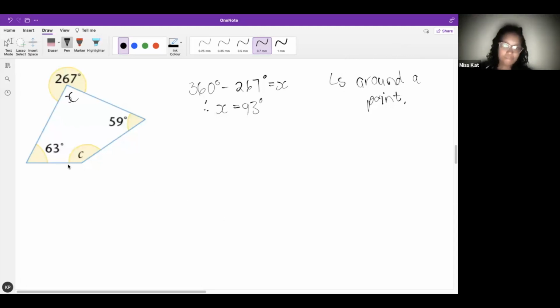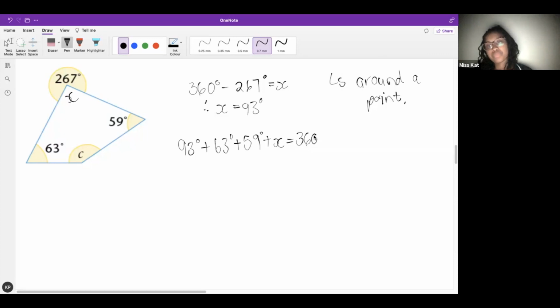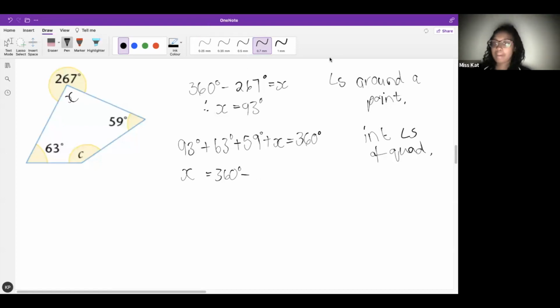Ma'am, so with C, would we not add 63 and 59 together to get C? Okay, so we can say the 93 that we just found plus the 63 plus the 59 plus the C, they have to add up to what? 360. There we go, because they're interior angles of a quad. Yes, ma'am. Now what? Then we're going to say 360 minus 215. Therefore, C is 145.